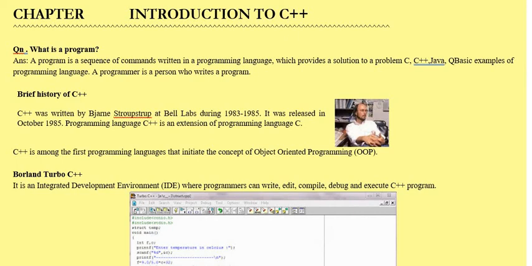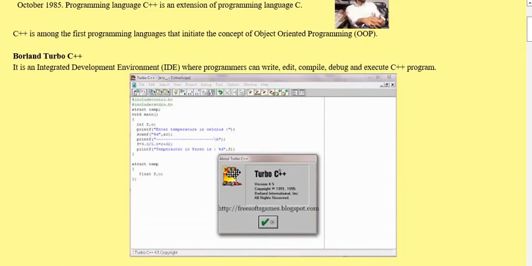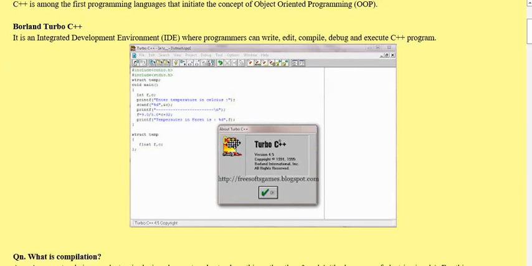He developed it. Then we have got types of C++. One is Borland, one is Turbo, but we can use Borland Turbo C++. This is one of the programming windows where we can apply the program.